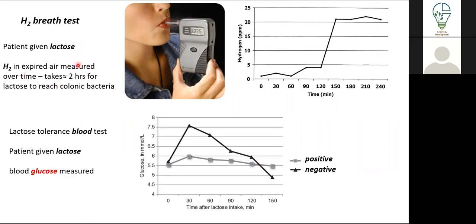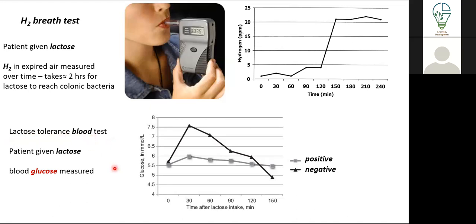After a few hours, we measure the hydrogen that's coming out of their mouth in their breath. The idea is that if the lactose stays until it reaches the large intestine, that means it's not degraded. That means we have lactase deficiency. The bacteria in the large intestine will ferment it, and fermentation will produce a ton of hydrogen gas, and this hydrogen gas will leave through your mouth. So if you have high amounts of hydrogen gas in your breath, this means that your body has a problem digesting this lactose. Okay, we can also do blood tests.